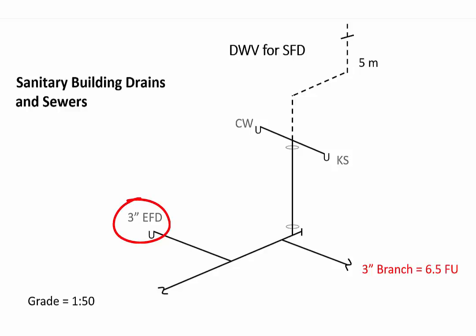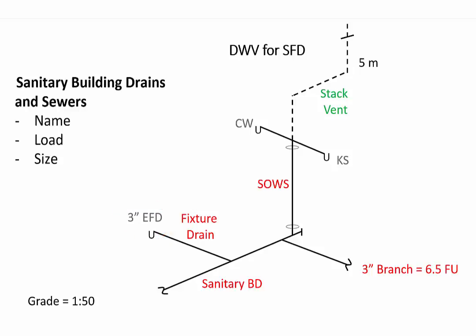So the first thing we'll do is put names to all these parts. We have a stack, therefore we have a stack vent. Can't call that a dual and continuous vent because stack vent is the name that would take precedence there. We have a trap arm fixture drain for the emergency floor drain. Of course, we have the 3-inch branch entering as well, and it all drains into our sanitary building drain.